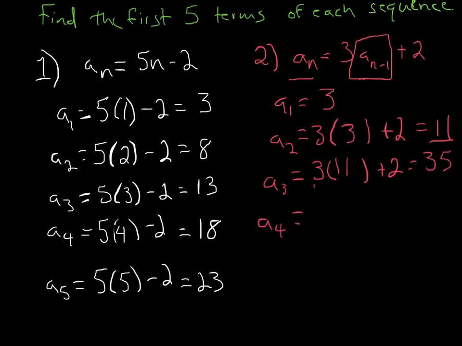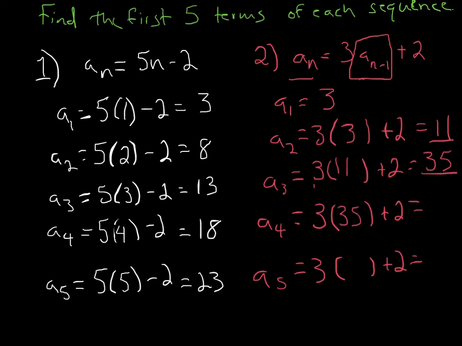We're going to continue this pattern on through. Okay? So again, multiply the previous term by 3 and add 2. I'm going to write that out real quick. Alright, so now the previous term is 35. 35 times 3 is 105, plus 2 is 107. And then we plug the 107 into here to get the next term. So 107 times 3, that's going to be 321, plus 2 is 323.